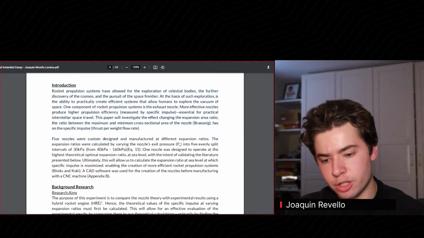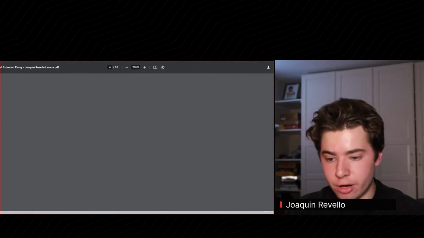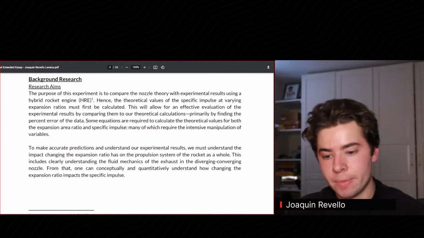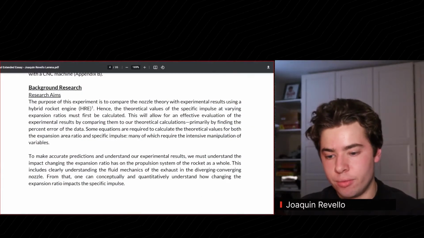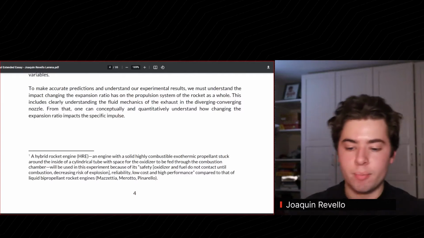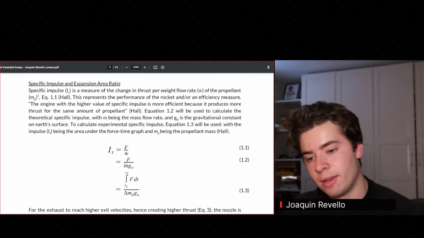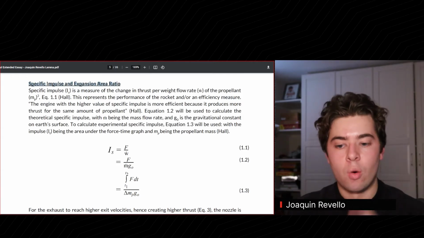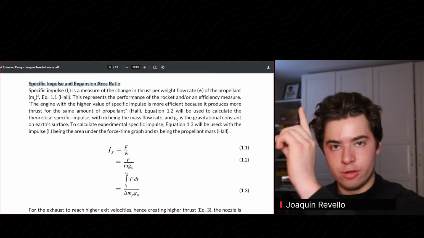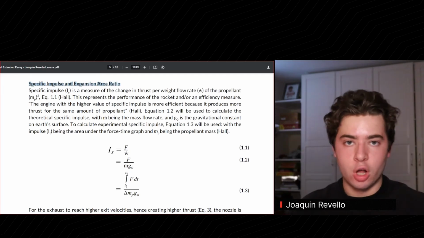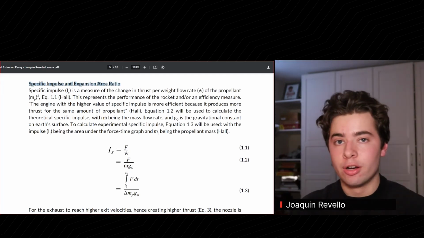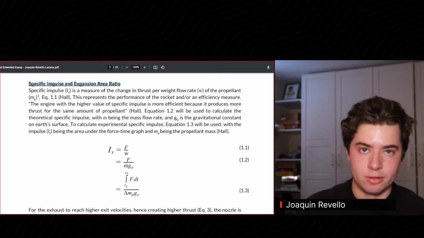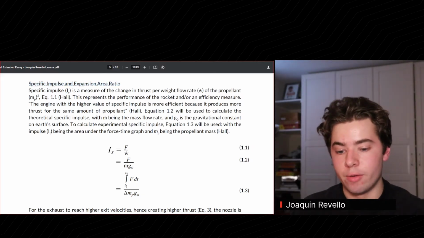All right, here's an introduction. This part is not important, except for this right here. 5 nozzles were custom designed and manufactured at different expansion ratios. This is some research aims, which is basically a roadmap. And this is the important part I want to bring your attention towards. I very clearly define exactly what these two terms are. Why do I do that? Because the normal physics reader who has some knowledge of the IB does not know what these are out of the box. They don't know what specific impulse and expansion area ratio mean. So that's exactly what I talk about.